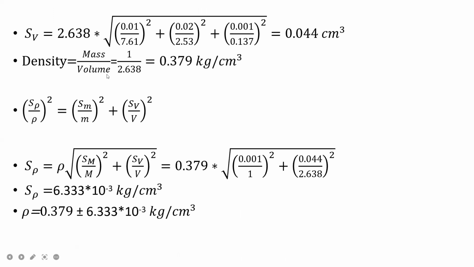Now, to calculate our density, we have mass divided by volume. We are keeping it in kilogram per centimeter cube. Then the density error uses the same formula we used in the initial problem when we were solving for standard error in density. Then we're fixing our values for standard error in mass, standard error in volume, and the volume. We have that our standard error in the density is taken as this. This is our possible error in the measurement of the density.